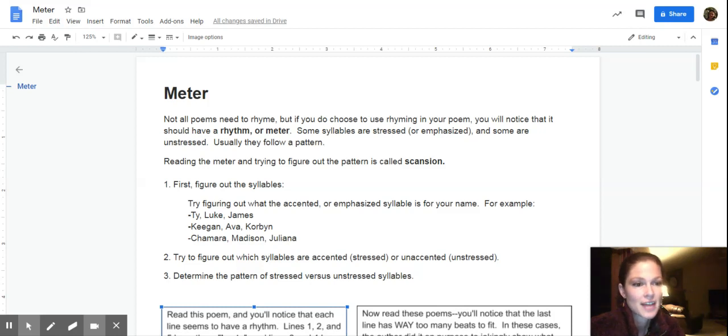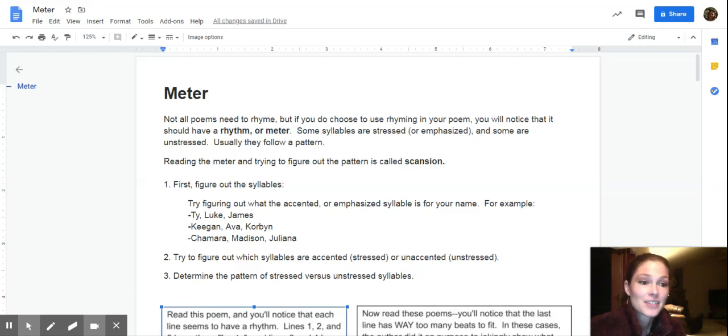So which one is stressed? Keegan, Ava, Corbin. In each of those, is it the first syllable that's stressed or the second one? Do we say Keegan or Keegan? Do we say Ava or Ava? Which one is accented? Do we say Corbin, first syllable, or Corbin, second syllable? If you're saying the first syllable is accented, you're right. You say Keegan, Ava, Corbin, and thanks for letting me borrow your names.